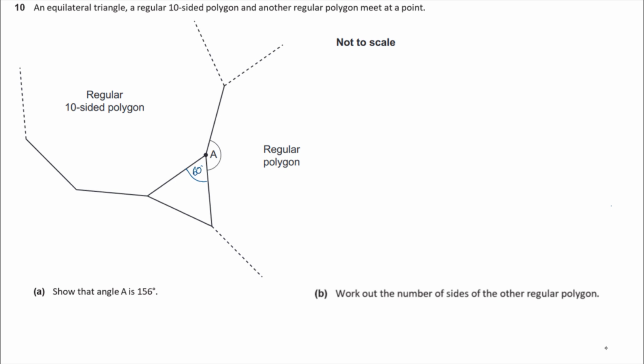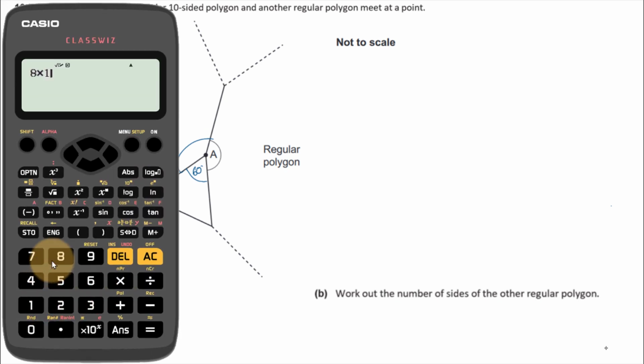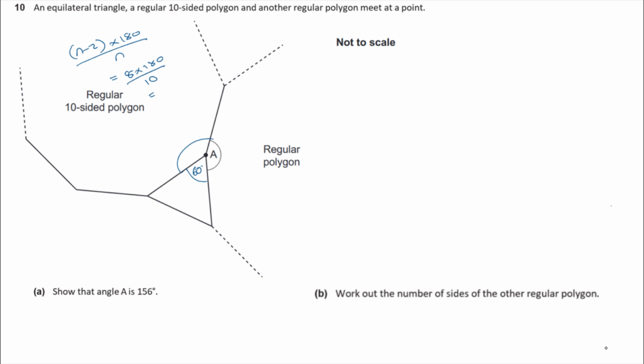What about this one here? For a 10-sided polygon, the formula is n minus 2 times 180, divided by the number of sides, and that will give you one of the angles. So for the 10-sided one, that's 10 take away 2, 8 lots of 180 divided by 10. 8 times 180 divided by 10 comes out to be 144. So that angle there is 144.